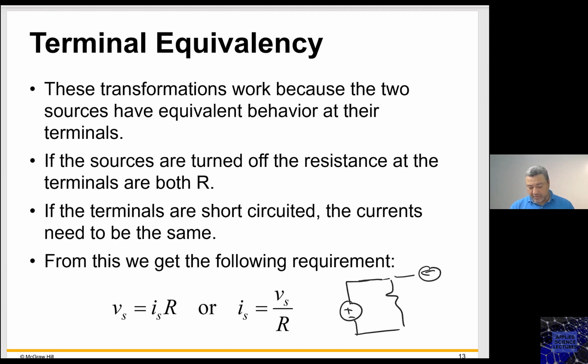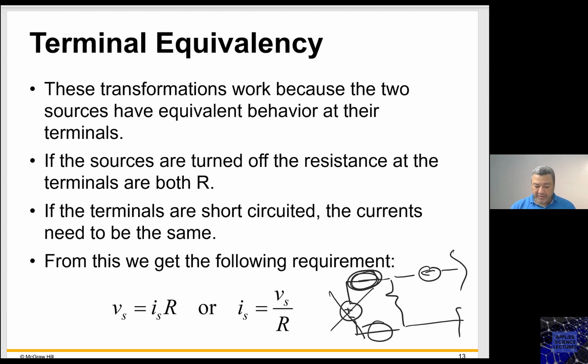Like this, for example. This voltage source has a 0 resistance connected in series to it, either here or here, doesn't matter. You cannot do source transformation. You cannot transform this one to a current source.